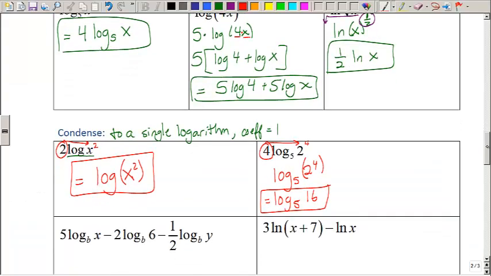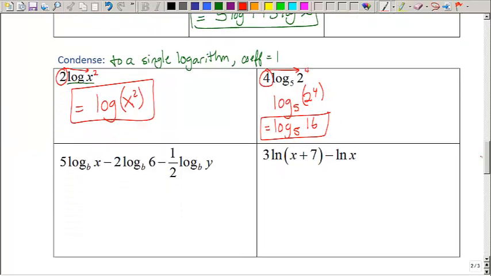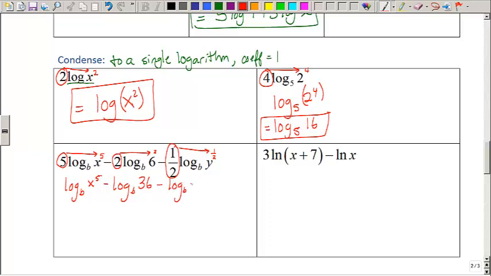We have a few more examples for condense. Notice we have several rules working together here. Usually I like to condense using the power rule first. So every coefficient is going to move up into the exponent. I'm going to move this 2 up into the exponent of 6 and move the 1/2 to the exponent of y, which leaves me with log base b of x to the 5th minus log base b of 6 squared, which is just 36, minus log base b of y to the 1/2. I'm going to go ahead and write that the square root of y.